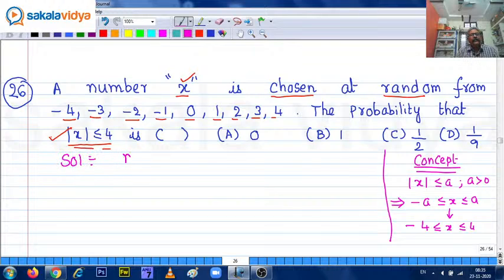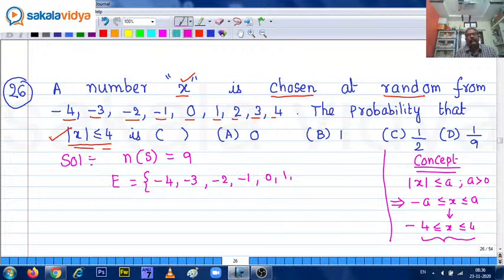First, directly let us write n of S. You count the total numbers given: 1, 2, 3, 4, 5, 6, 7, 8, 9. Let E be the required event. It must be in this interval: -4 is included, -3, -2, -1, 0, 1, 2, 3, 4. So n of E is equal to 9. That means it is going to become a sure event.